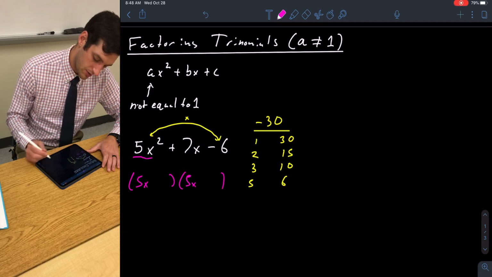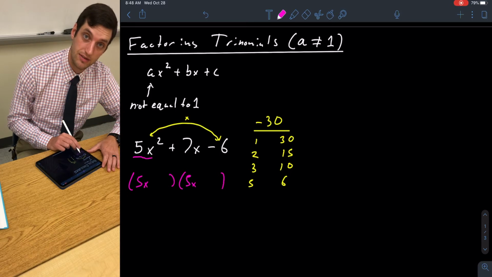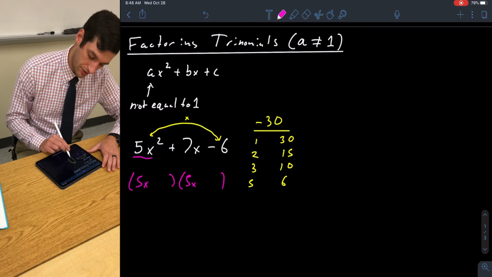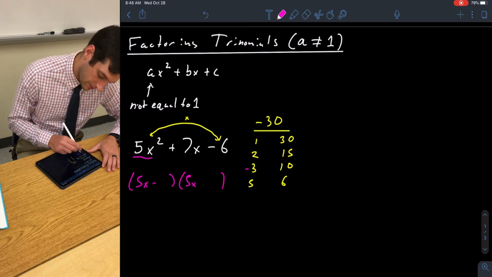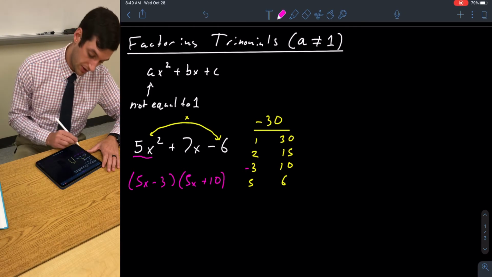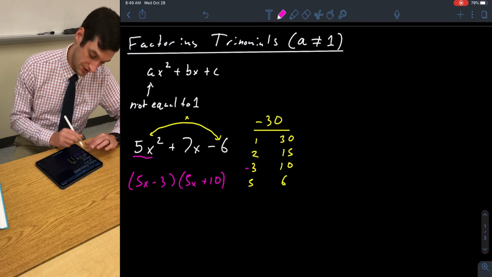All right, so now we're going to see what multiplies to give us positive 7 there. Okay, so well, it looks like a 3 and a 10. It's because 10 minus 3 is 7. So since 10 minus 3, we know that the 3 is going to be negative. We have a negative 3, and we also have a positive 10. All right, we're not finished, because if you notice, if I multiply this, 5x times 5x is 25x squared, which is not 5x squared.